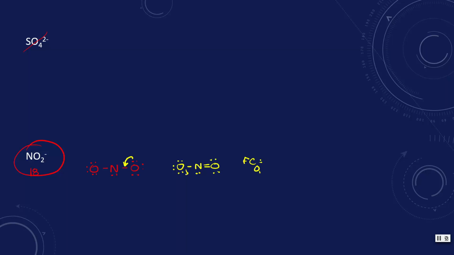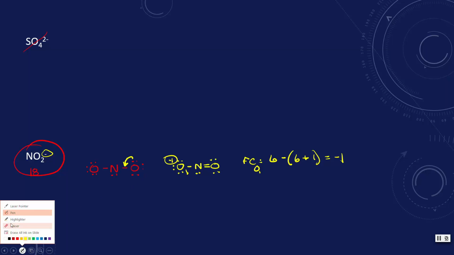So that's oxygen 1. 6 valence electrons minus 6 non-bonding electrons plus 1 bond. And in fact, this has a -1 formal charge. Well, that's fine because we had a -1 overall charge. But who's to say that oxygen 2 was the one that donated the electrons? It could also be that oxygen 1 did.